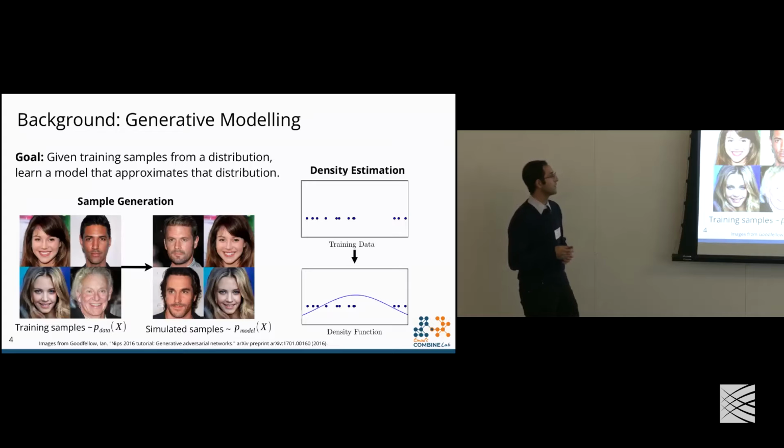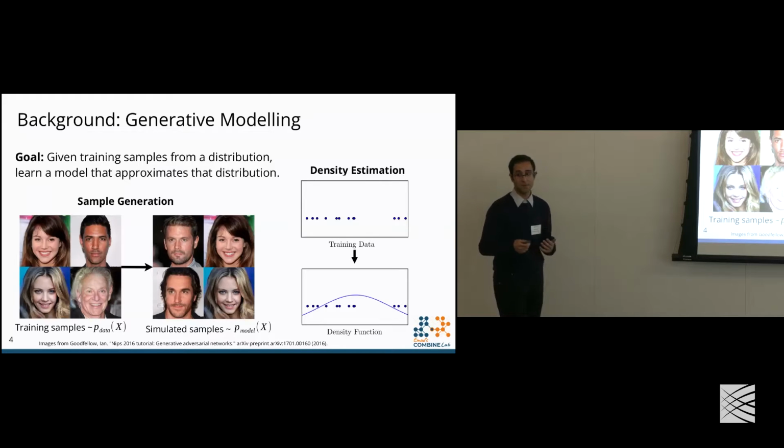The second one is sample generation. With sample generation, you can see over here, we have training samples from some probability distribution P data. In this case, we have faces of humans. And we want to learn a model that learns some P model of X that approximates the training probability distribution. And if that approximation is very accurate, we will be able to generate samples that are very close to the ones in our training set.